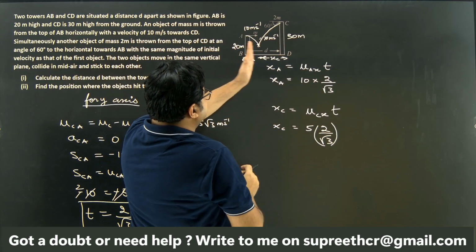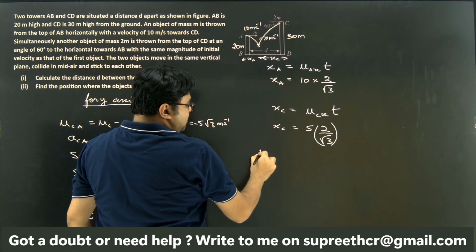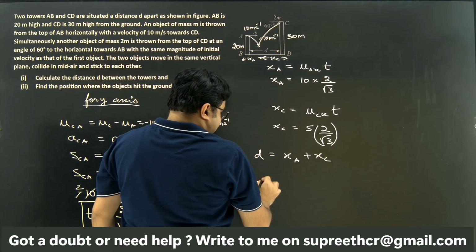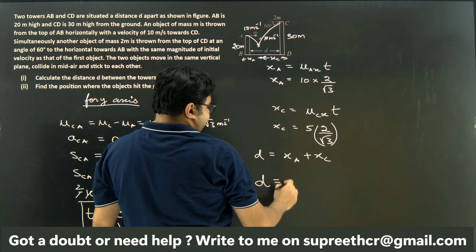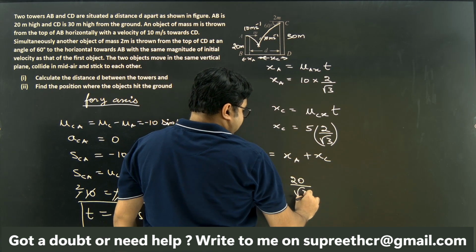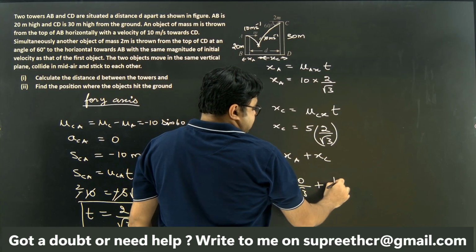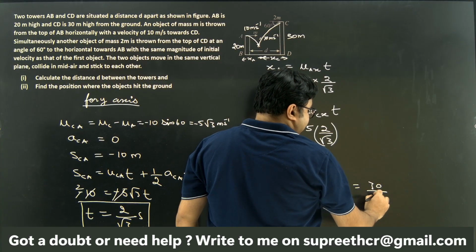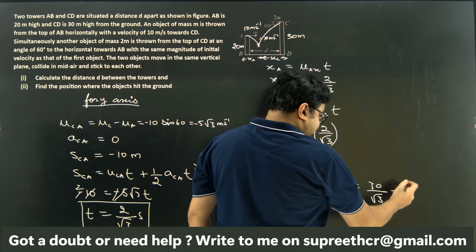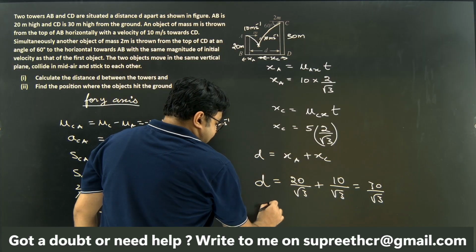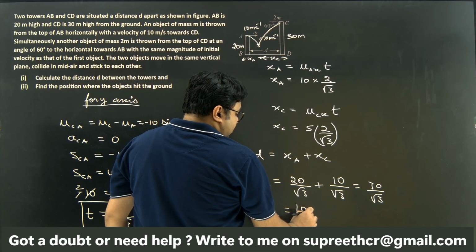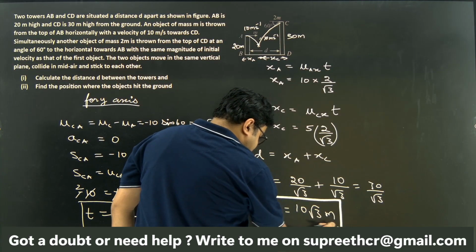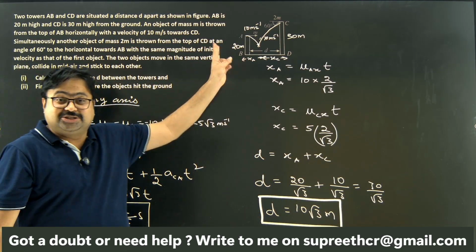Don't you think XA plus XC is the distance between them? Then the distance between them becomes XA, 20 divided by root 3, plus XC, 10 divided by root 3, which makes it 30 divided by root 3, which is certainly equal to 10 root 3 meter. This is the answer for the distance between the two towers.